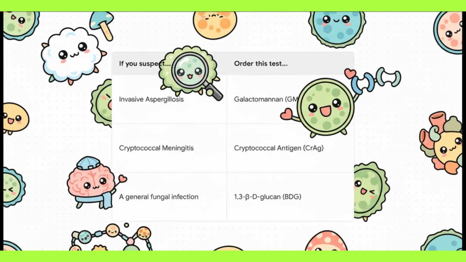If you suspect invasive aspergillosis, your first thought should probably be the galactomannan assay. For a patient showing signs of meningitis, the cryptococcal antigen test is your go-to because it's so specific. And if you just need a broad initial screen for a fungal infection, BDG is a fantastic place to start. Just remember to keep those two big exceptions, Cryptococcus and Zygomycetes, in the back of your mind.